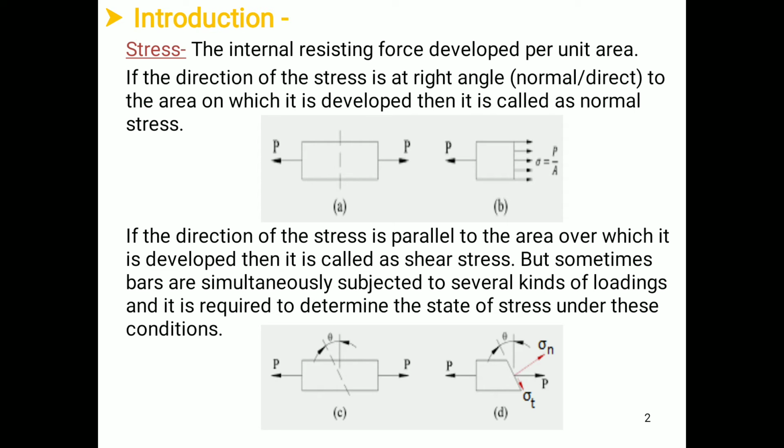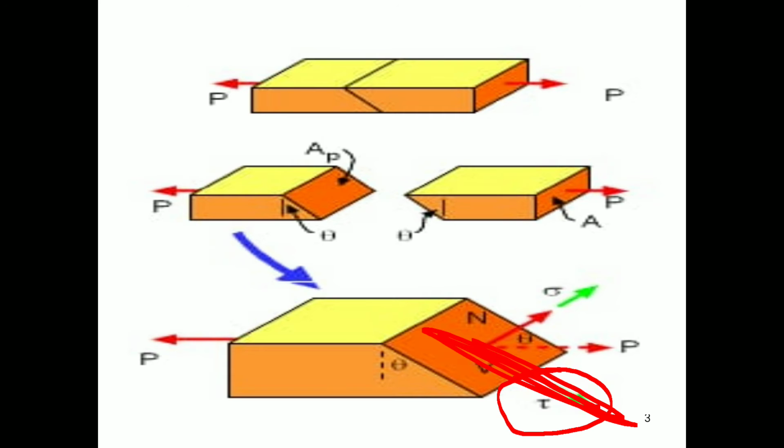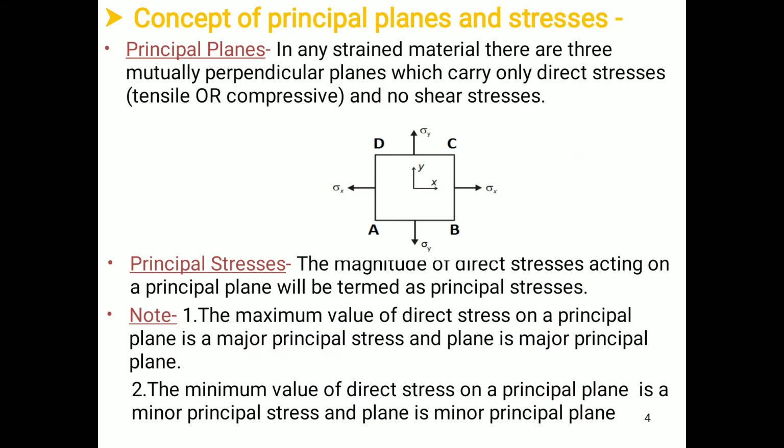Okay, this is all about the concept of normal stress and shear stress, and normal stress and shear stress on the oblique plane. So we have considered normal stress and shear stress which make an angle of 90 degrees. We have also considered normal stress and shear stress for the oblique plane. Okay, now we will move to the next part of our unit number 5, that is the concept of principal plane and stresses. It's a very important one from the government examination point of view.